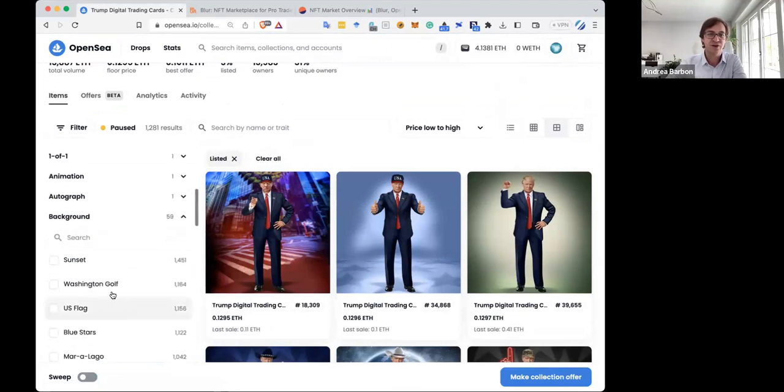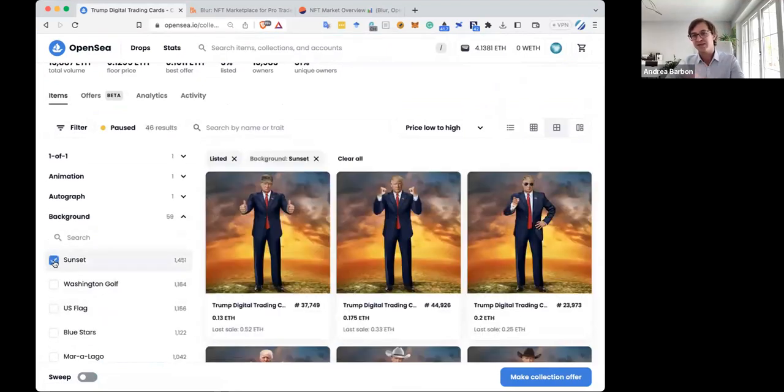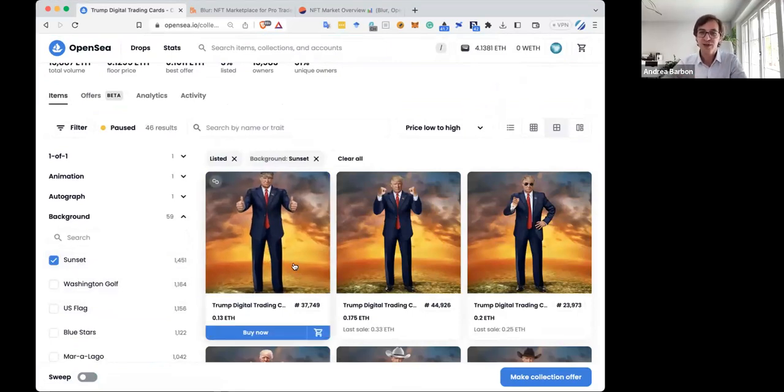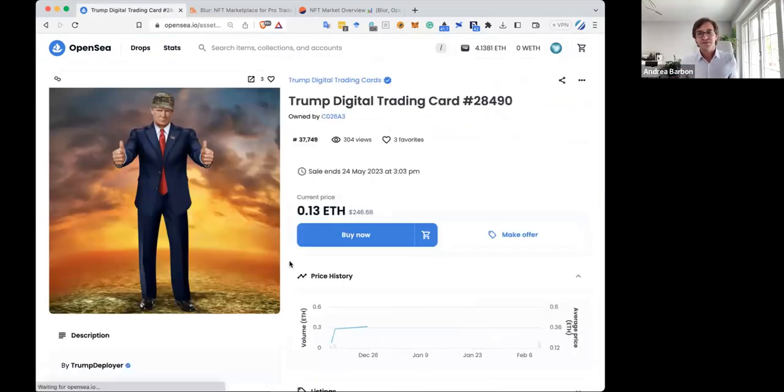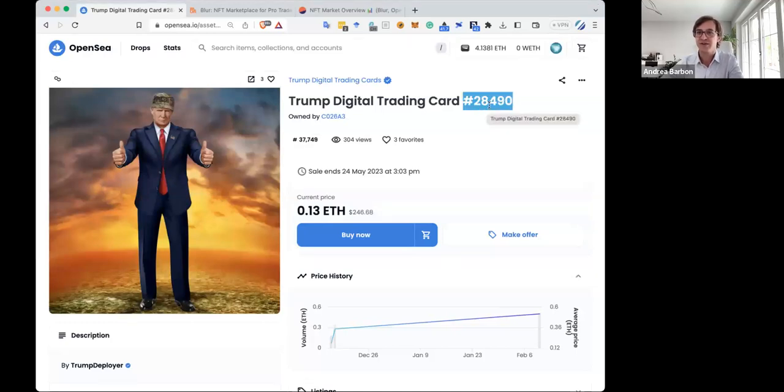Maybe you want the background to be a sunset, and then the exchange will show you only those NFTs with the sunset in the background. Okay, so if I click on one of those, here I will see the token ID of the NFT. That's 25,490. And actually, this is also in the address here. So this is the token ID, and what comes before that instead is the address of the smart contract representing these NFTs. So if I want to buy one of those, I need to click on this button.